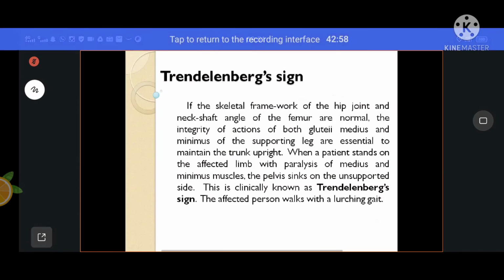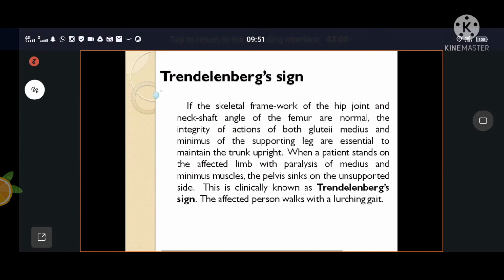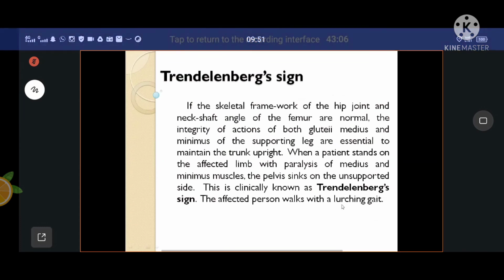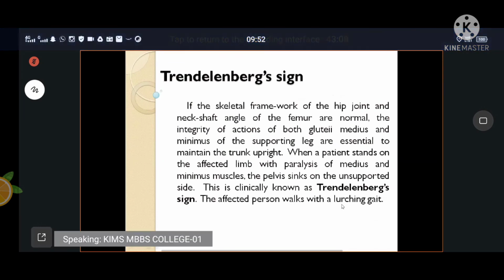Paralysis of the muscles of the right side gluteus medius and minimus muscles is called Trendelenburg sign, and the gait is called lurching gait. That gait is called lurching gait.